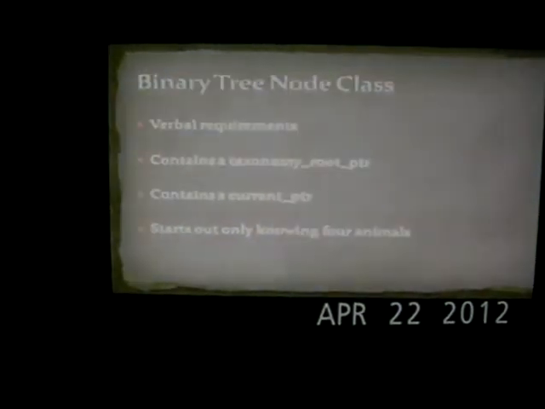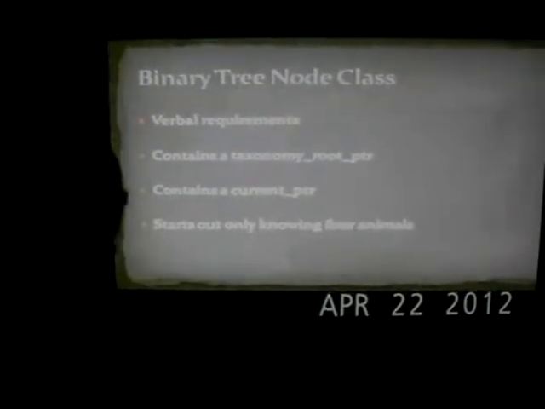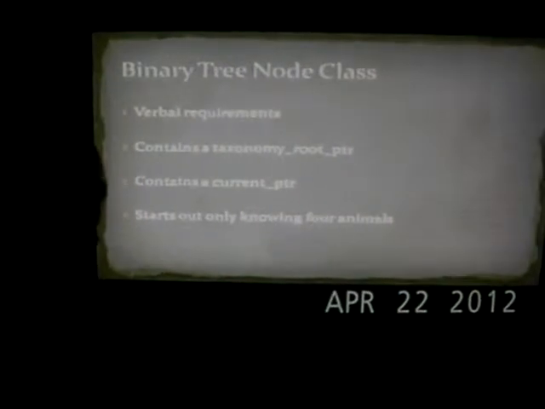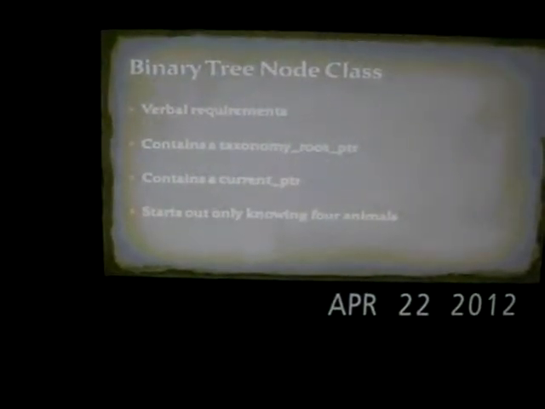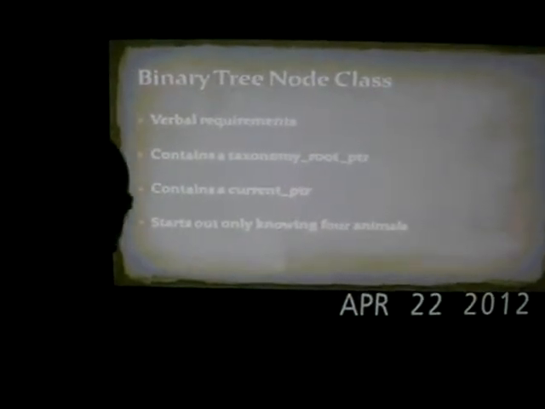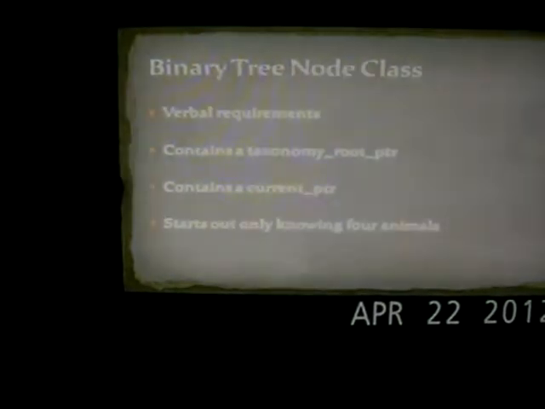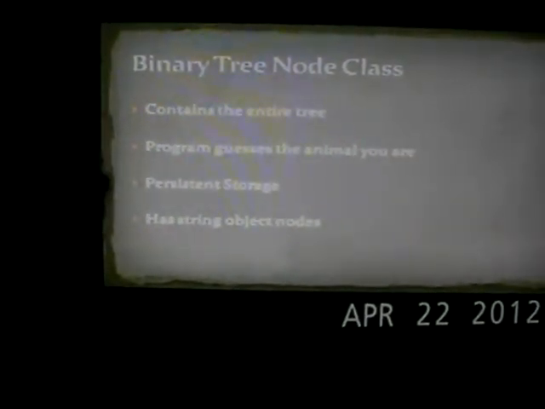One of the main pointers is going to be the taxonomy root pointer, which is going to be pointing to the top node of the actual tree. And then I'm also going to have a current pointer, which is going to go through the whole tree depending on what answer is given to what question. It's going to kind of go off on all the branches. And the tree is going to start out only knowing 4 animals, but as it's used, it's going to become smarter.